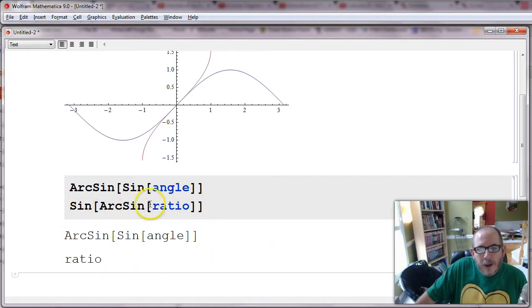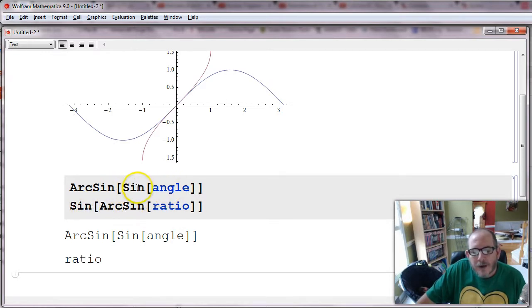Well, with the second one, Mathematica says, hey, I know what that is. Those are inverses of each other. Boom. I'll give you back the ratio you started with. Why is that? Well, when arcsine gives back an angle, no matter what angle it is, it's one of the many angles that sine will take back to the ratio. So it doesn't have any problem knowing which one to hand back.